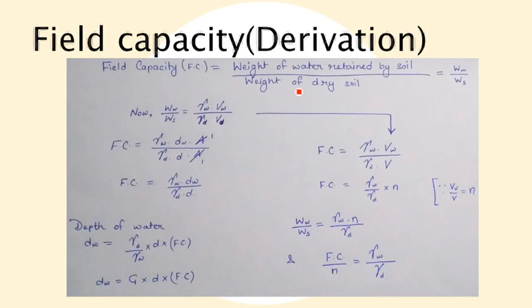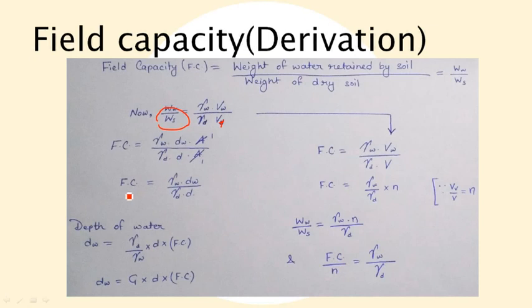Field capacity is the total weight of water upon total weight of dry soil. Here it goes. We can also write the total weight of water as gamma w into Vw, and the total weight of soil as gamma d into V. This is total V. So here comes the simplified formula: field capacity equals gamma w dw upon gamma d into d.